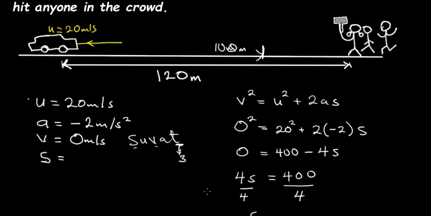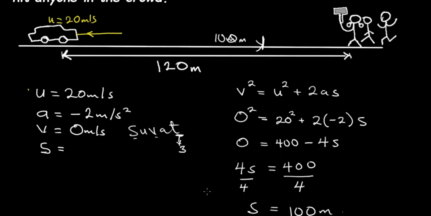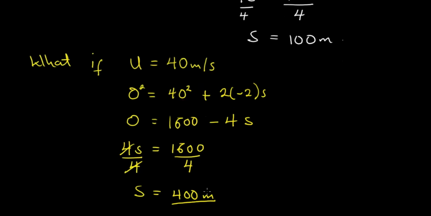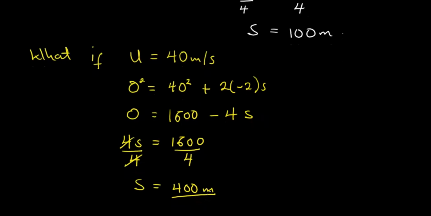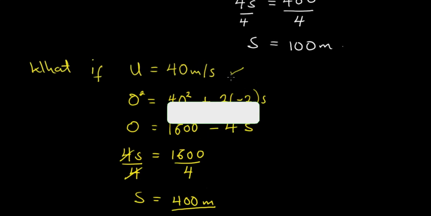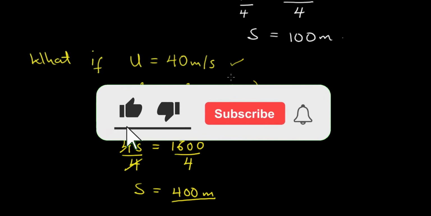So the distance between the car and the demonstrators is 120. So what do you think? It will run over a lot of people. In fact, it will kill everybody. So this is why we should always travel at reasonable speed when we are driving, so that when there is an emergency, you would be able to stop at the right time, at the right distance.